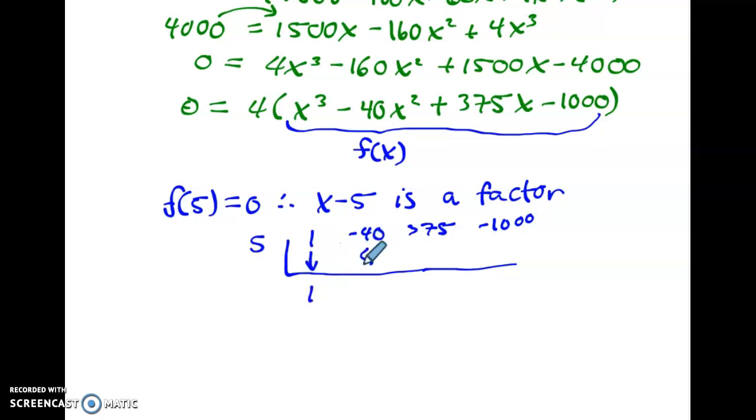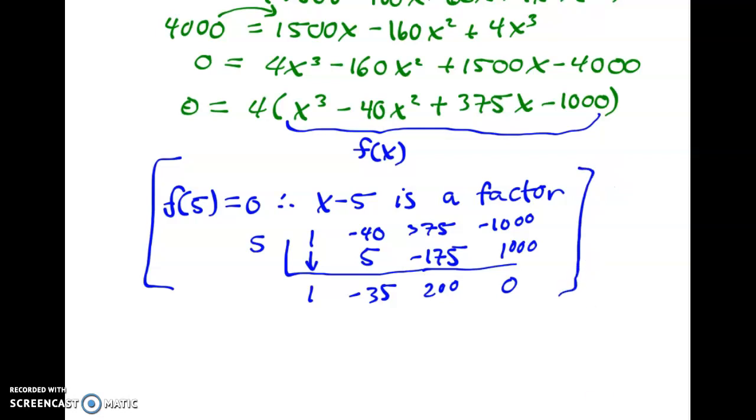So pull down the 1, multiply by 5, add, multiply by 5, add, multiply by 5, and add. Okay, so this is sort of a little off to the aside there where we actually factored it.